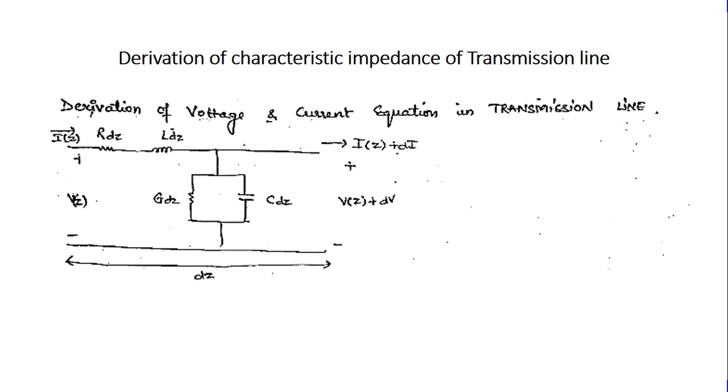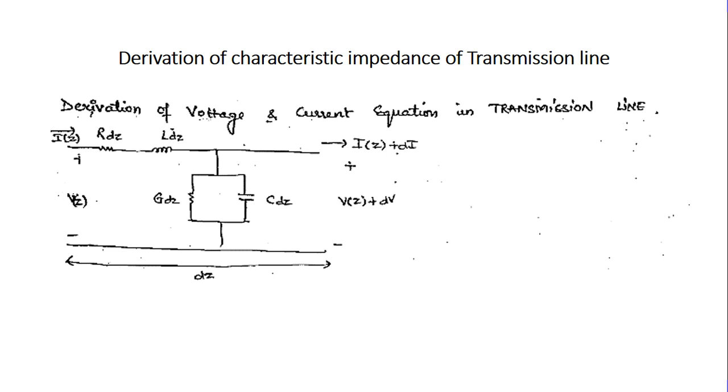Now we are on to calculate the characteristic impedance of the transmission line. Before going into the derivation, we must first know what the characteristic impedance of the transmission line is. If we consider a transmission line of infinite length, the characteristic impedance is denoted as Z0, and the impedance is measured at the input of this line when the length is infinite.